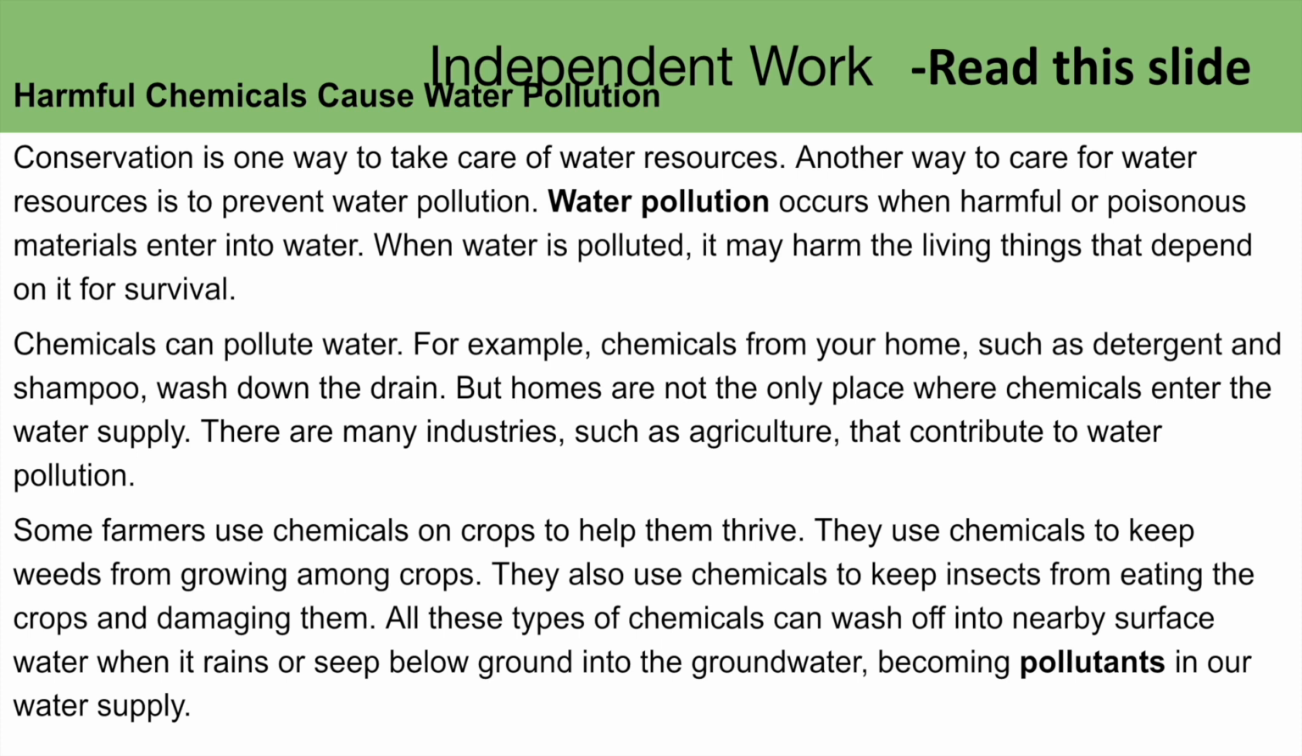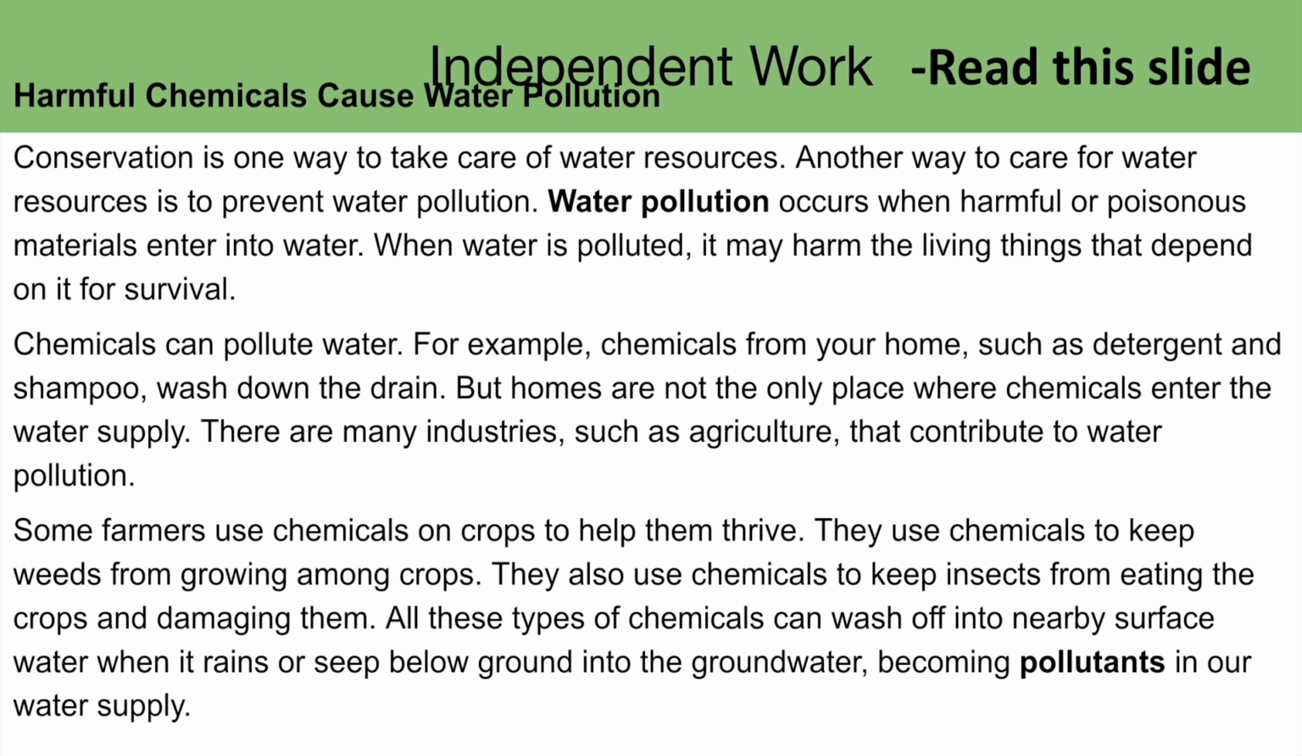Chemicals can pollute water. For example, chemicals from your home, such as detergent and shampoo, wash down the drain. But homes are not the only place where chemicals enter the water supply. There are many industries, such as agriculture, that contribute to water pollution. Some farmers use chemicals on crops to help them thrive. They use chemicals to keep weeds from growing among crops. They also use chemicals to keep insects from eating the crops and damaging them.